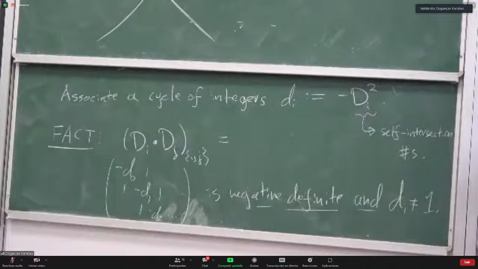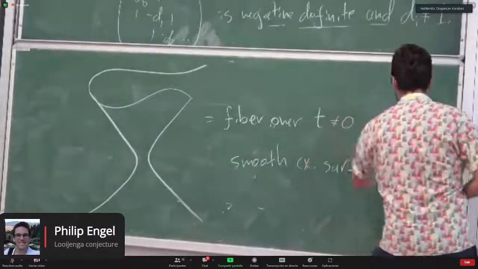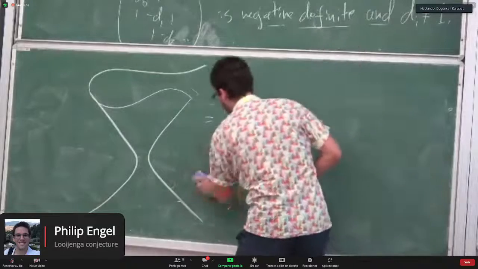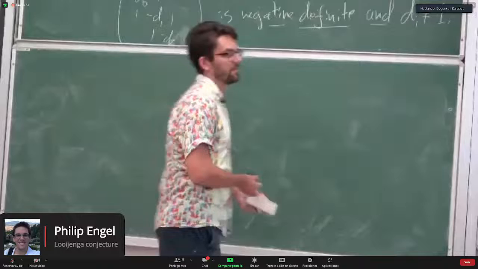So for advanced people, this is saying that this is a minimal resolution of the singularity. There's no smooth P1 of self-intersection -1 in the cycle. Because otherwise you could contract it by the Castelnuovo criterion. Okay. So, yeah, sure.